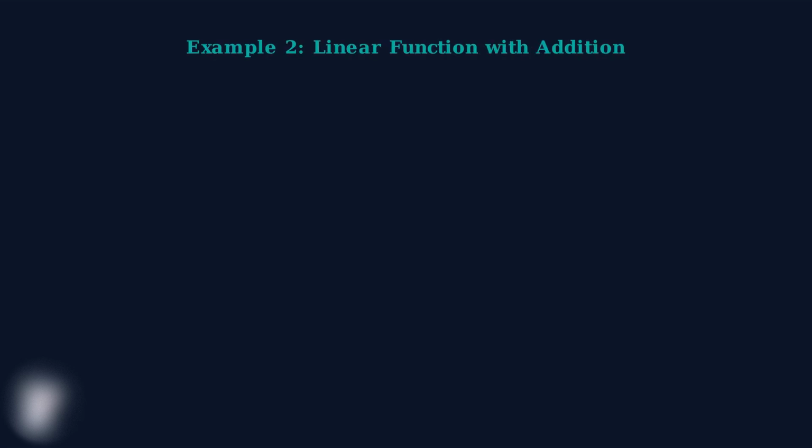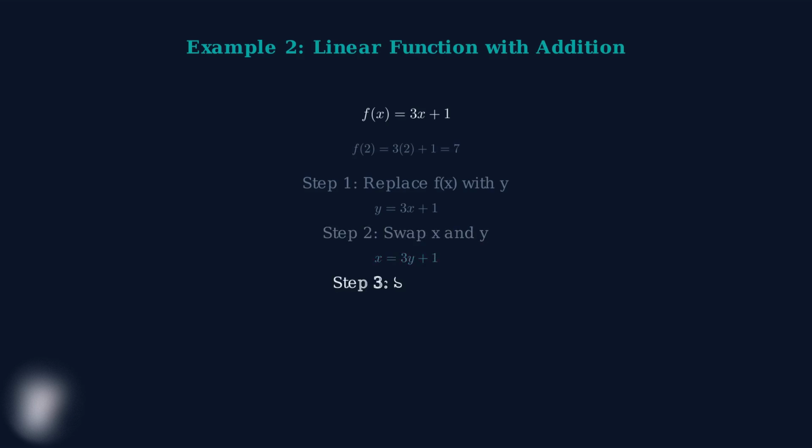Example 2, consider f of x equals 3x plus 1. This function multiplies by 3 and then adds 1. For example, f of 2 equals 3 times 2 plus 1, which equals 7. Step 1, replace f of x with y. Step 2, swap x and y to get x equals 3y plus 1. Step 3, solve for y. First, subtract 1 from both sides to get x minus 1 equals 3y. Then divide both sides by 3 to get y equals x minus 1, all over 3. Therefore, the inverse function is f inverse of x equals x minus 1, all over 3. This undoes the original operations in reverse order.